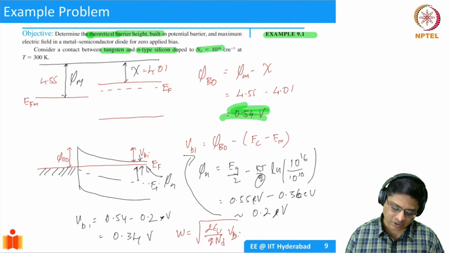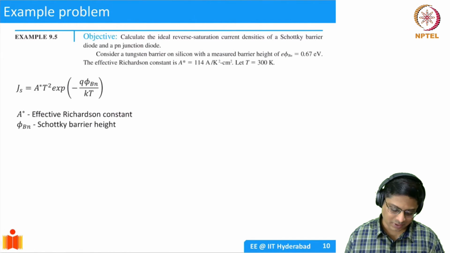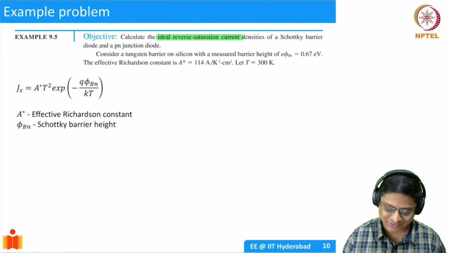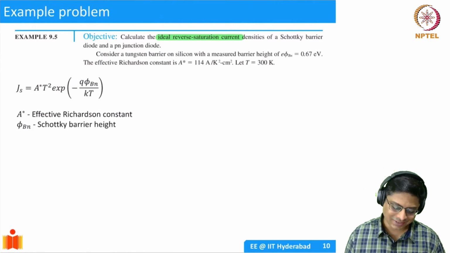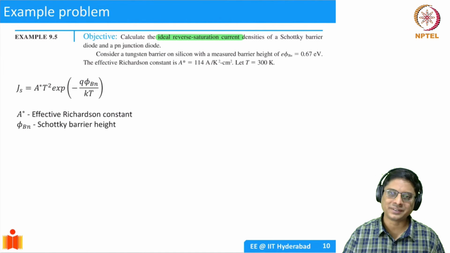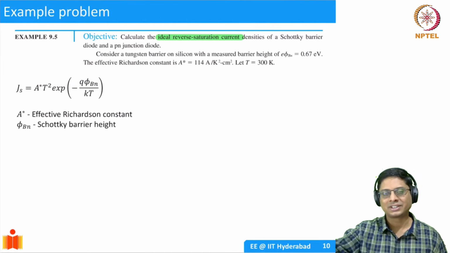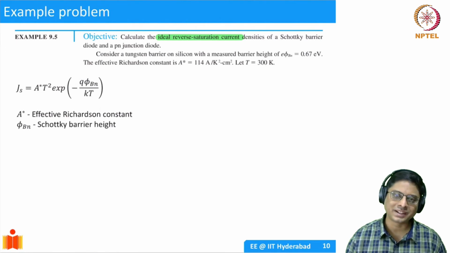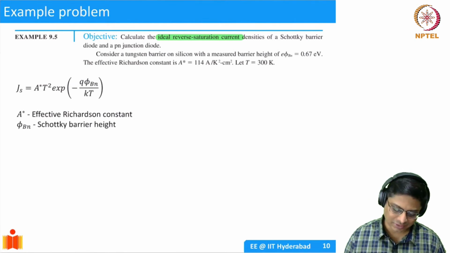Okay. All right. Let's take one more problem. So here the question is to calculate reverse saturation current, ideal reverse saturation current. It's going to be some deviation from this. In the ideal case, the reverse saturation current is going to be flat. But in the real case, there's going to be a barrier which is going to be affected by the electric field. So there is going to be some variation in the reverse saturation current. Anyway, we ignore that.